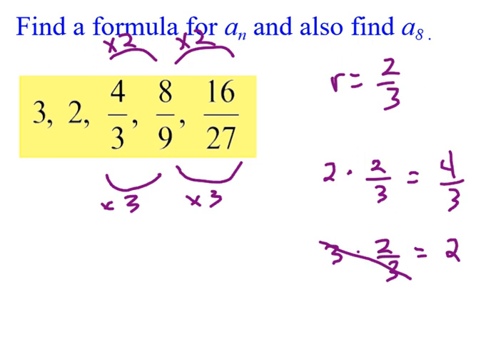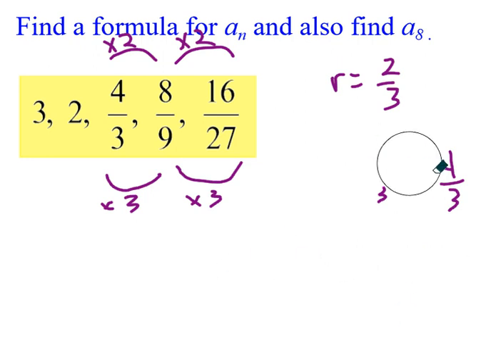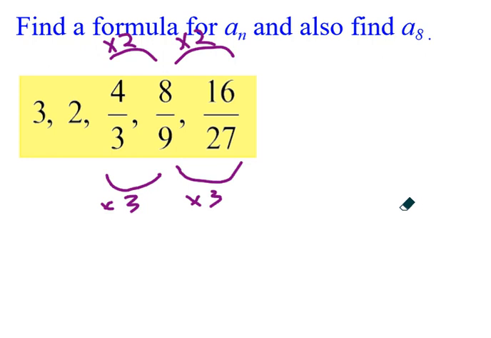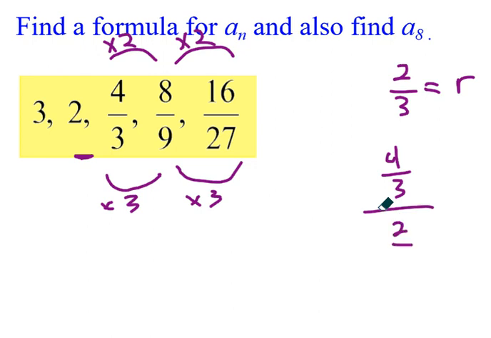And again, if you can't see it, you can always use your calculator, or you can just do the division. The easiest one is the next term right here, 2 divided by 3. That's my common ratio. And if I take 4/3 and divide by 2, remember dividing by 2 is the same as multiplying by 1/2, and this is, again, 2/3. Same ratio. When I'm getting the same ratio every time, that is geometric. So now I have my common ratio.